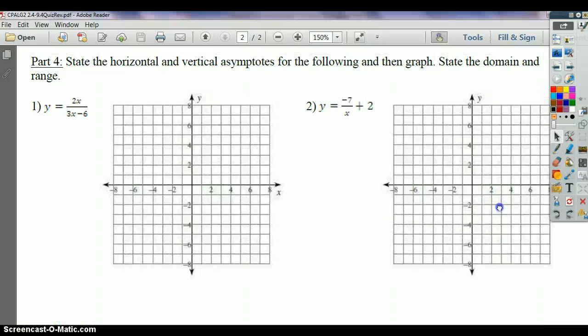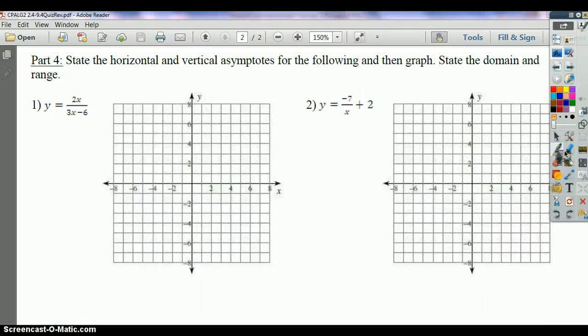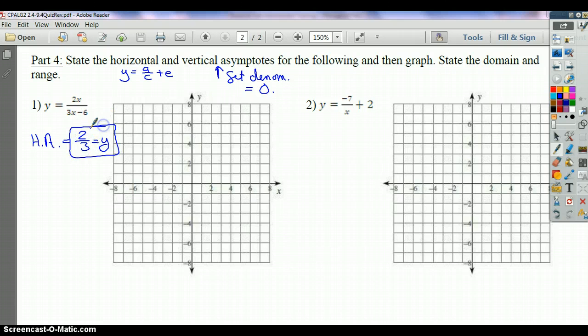Ooh, asymptote's going to need a graphing calculator for sure. Okay. Remember, horizontal asymptote is when y equals a over c plus e. For the vertical, set the denominator equal to 0. Okay. So if I go HA, my horizontal asymptote is 2/3. This is what y equals. And my vertical asymptote would be x equals 2.